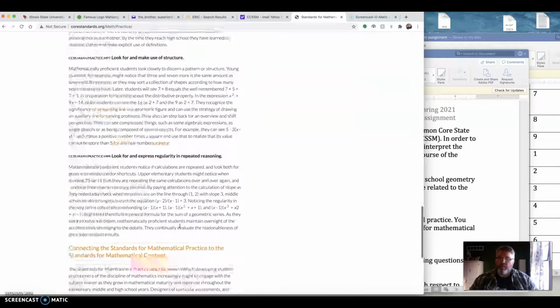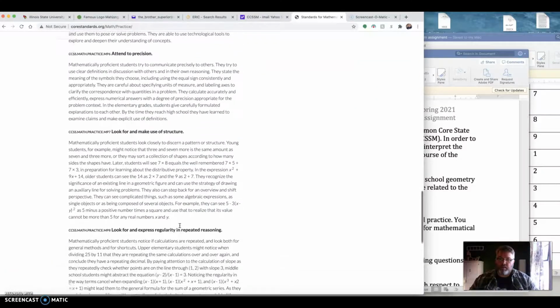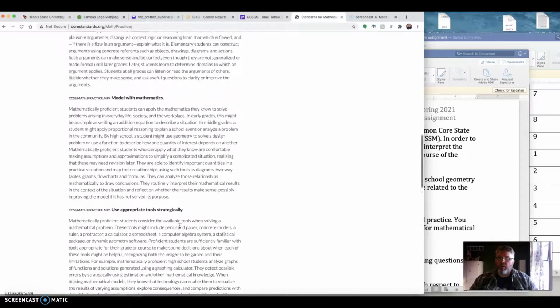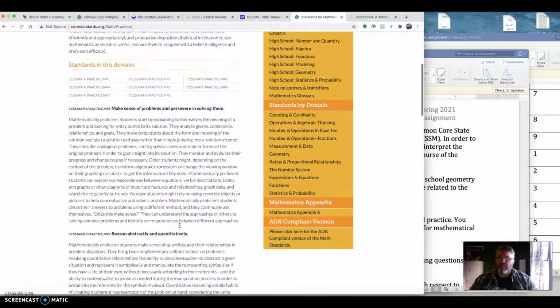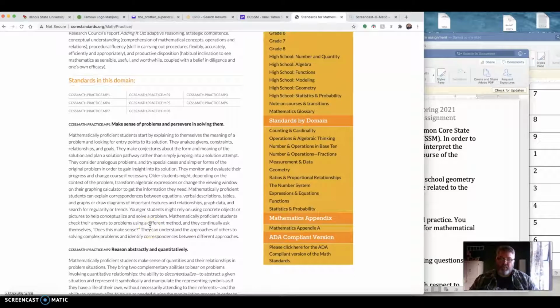So this is what you're going to do. There's 1, 2, 3, 4, 5, 6, 7, 8. There's 8 of them. So for each one, you're going to have 2 sentences that summarize this paragraph. So if I were doing my homework today, I would type up make sense of problems and persevering in solving them. And then I would summarize this paragraph somehow. And that's up to you.